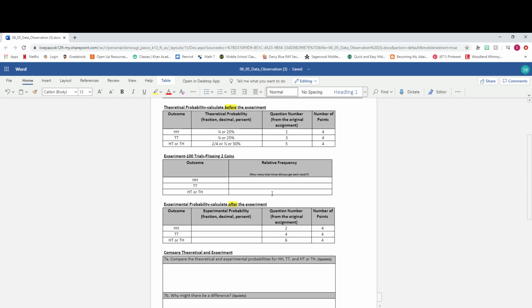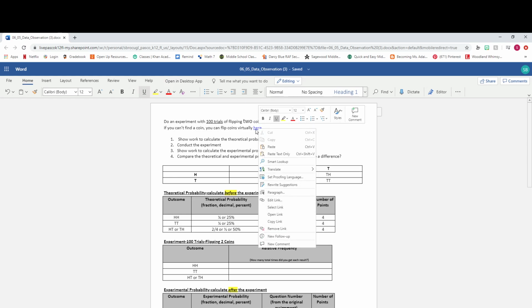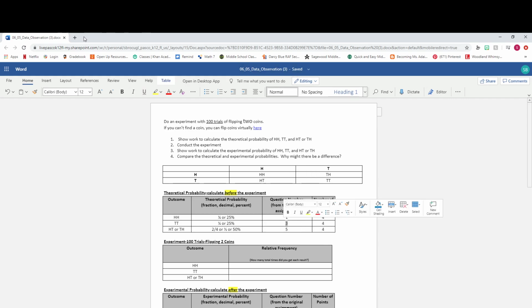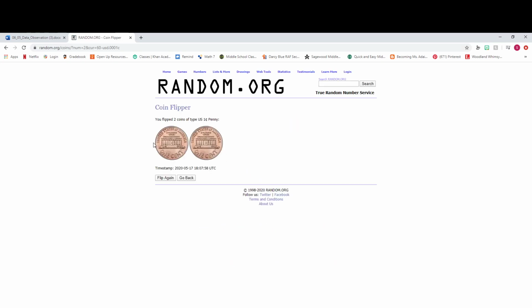Now, going to the second box, number 2. We need to go ahead and open up our virtual coin flipper. If you want to do it by hand, you absolutely can. Copy my link. Okay, so this is our coin flipper. It is a penny, it's not a quarter, but a penny has a heads and a tails, just like a quarter, so that's what we're going to flip. And it does flip both at once.